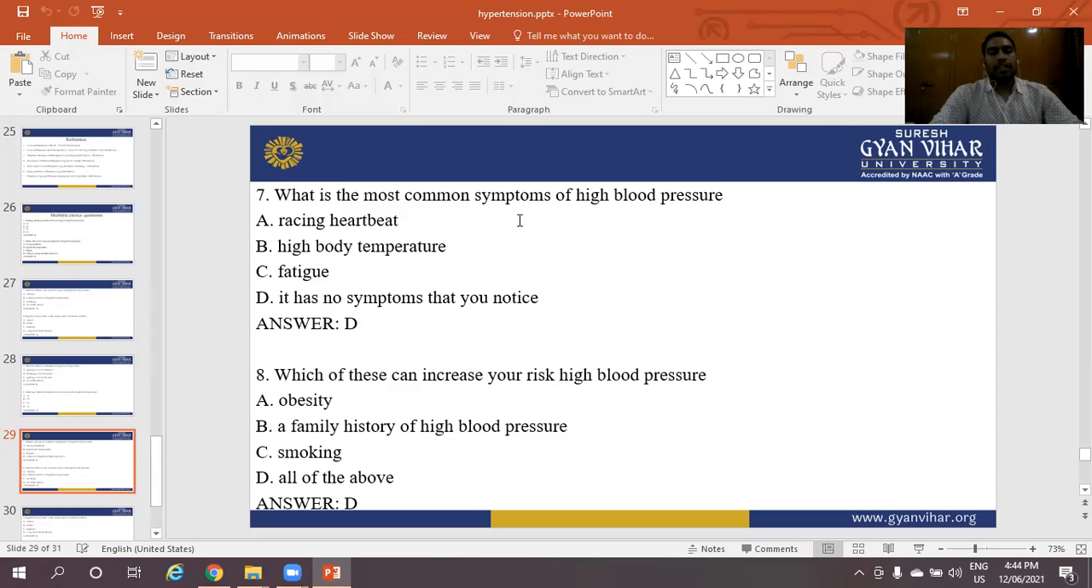The next question is, which of these can increase your risk of high blood pressure? Option A is obesity. Option B is a family history of high blood pressure. Option C is smoking. Option D is all of the above. The right answer is all of the above: obesity, a family history of high blood pressure, and smoking.